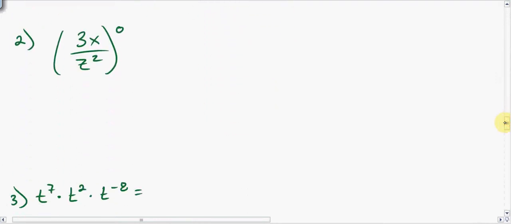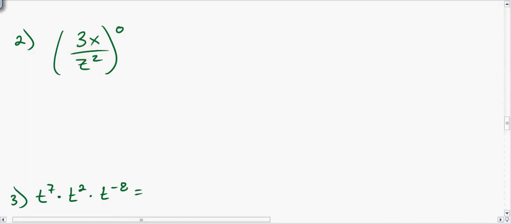Second problem. I have the 3x divided by z squared, all raised to the 0 power. All raised to what? All raised to the 0 power. Anything raised to the 0 power is what? 1. So you could simply just plop down the number 1. That would be the most efficient way. I know I told you I was going to do things efficiently, but I am going to break this down slightly to show you why.